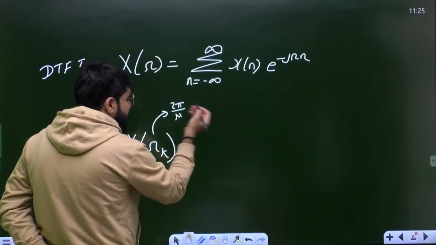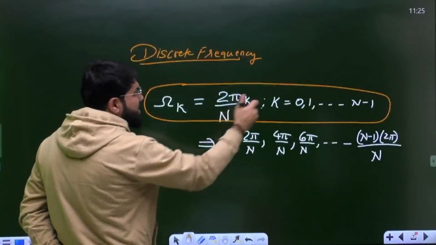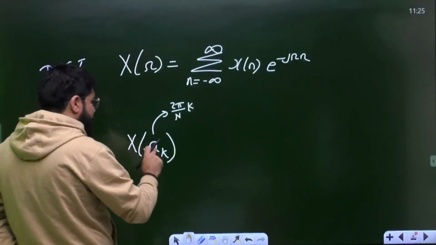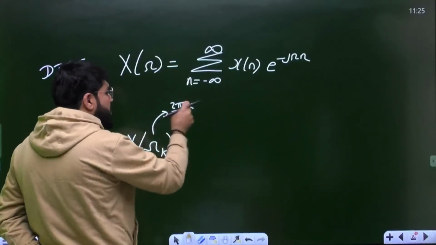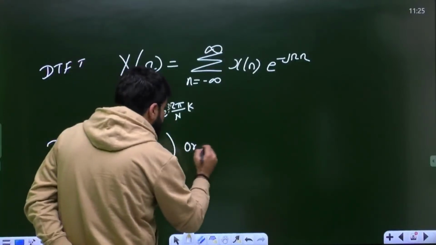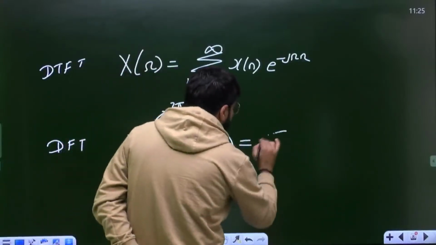2 pi is constant, and n, the length of the signal, is constant. What will vary here is k. K can take any value from 0 to n minus 1. That means this DFT, or this Fourier transform, is now actually a function of k. For different values of k, you get different omega k. So we simply write it as X[k], or X of omega k, given by what formula?